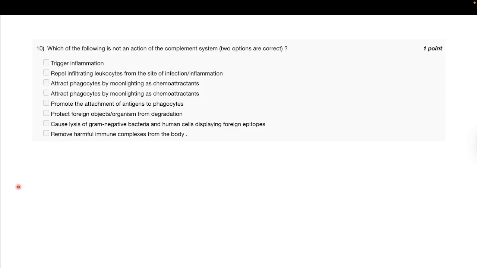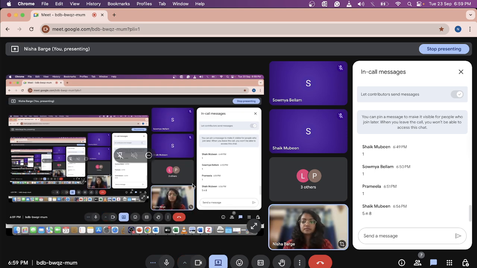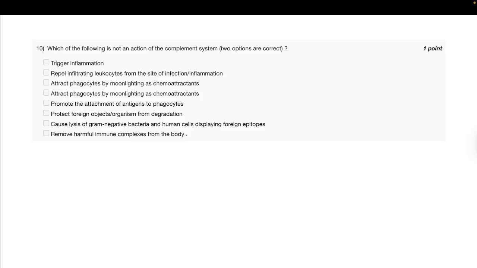Next is, which of the following is not an action of the complement system? Again, we have to choose 2 correct options. Yeah, so the last question is, which of the following is not an action of the complement system? I'll wait for a few minutes for you people to go through the options. If anybody knows the answer, please let me know.